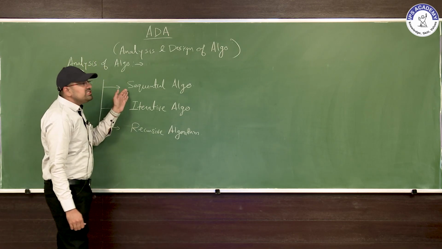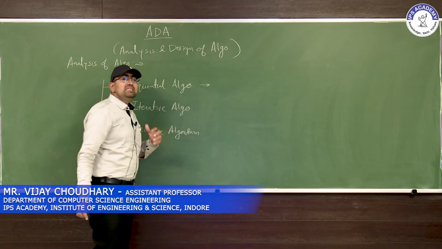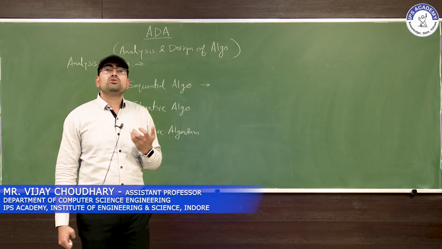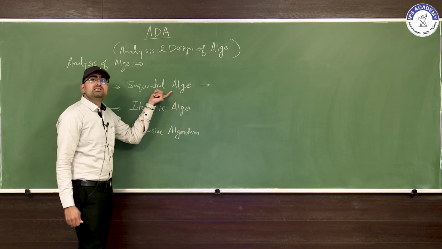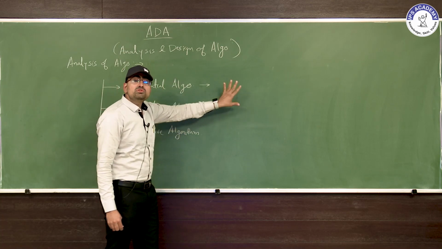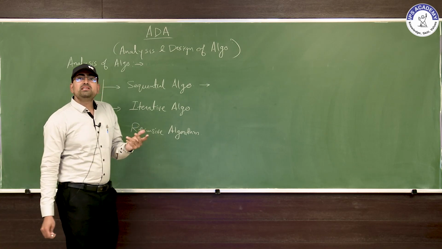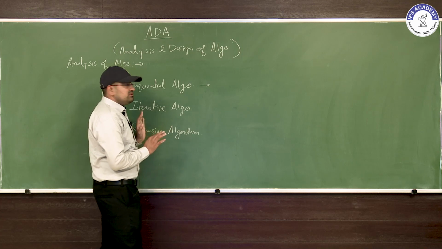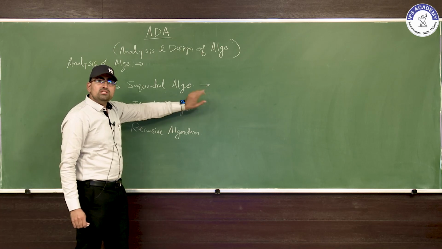First, if we talk about sequential algorithm, then in case of a sequential algorithm, each and every step of the algorithm is executed once only. That means there would be no repetition of steps in such kind of algorithm, and these algorithms are said to be the most efficient ones, right? As each and every step would be executed once only, there would be no complexity involved over here, right? So it is the most efficient type of algorithm, where statements are executed once only.